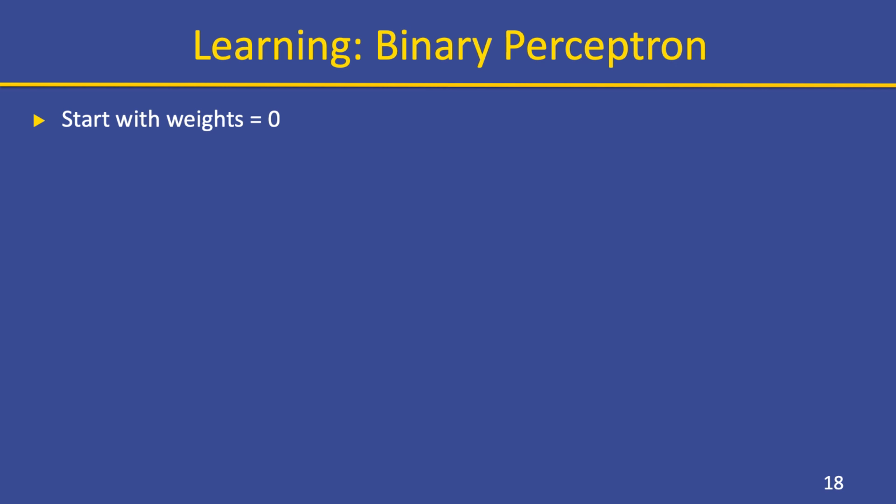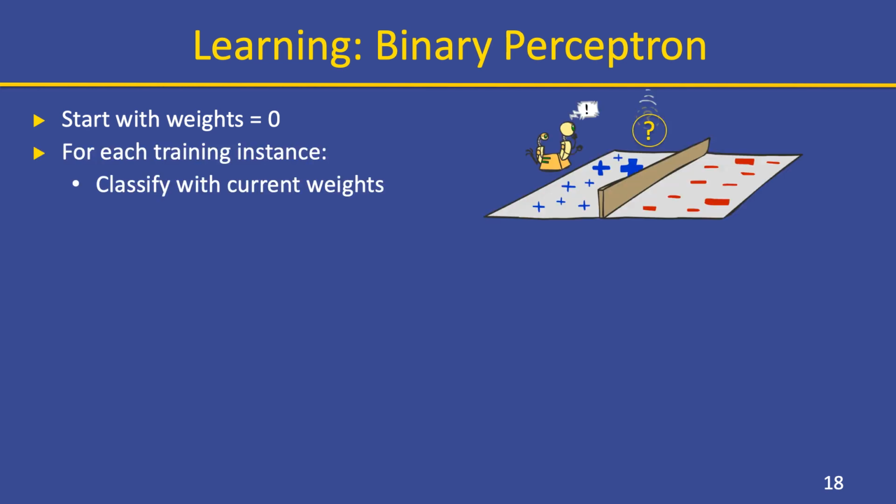So here's the binary perceptron learning algorithm. We start with weights all zeros, and then we look at one training example at a time, and we classify with the current weights. We just compute the dot product, and based on whether this dot product is positive or negative, we classify with the positive class or the negative class. So let's say we guess the label Y. Now remember, this is a training example. It came with a training label.